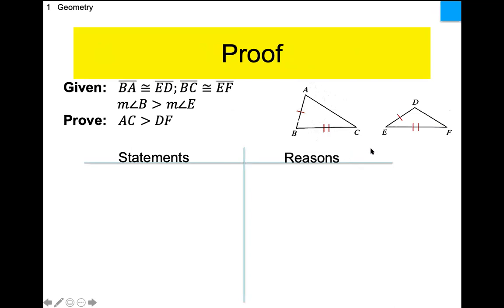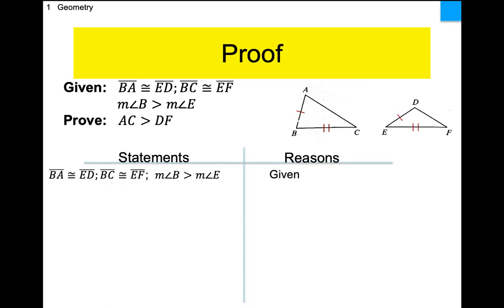I've got 2 triangles. You can't judge anything from their pictures, but what you can do is from the marking. So I got 2 triangles, and I have 2 sides of one triangle congruent to 2 sides of another triangle. Further, we're told that the measure of angle B on the seemingly larger triangle is bigger than the measure of angle E on the smaller triangle. We're asked to prove that on the bigger triangle that AC is bigger than DF. Now, it sounds like it should be true, so that's what we got to prove.